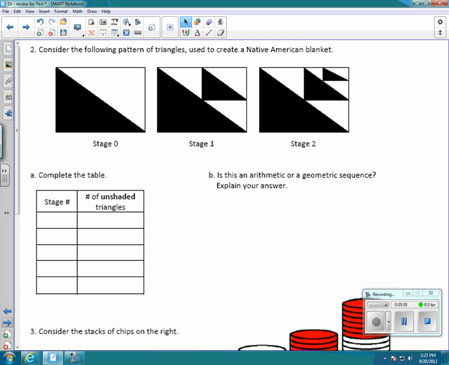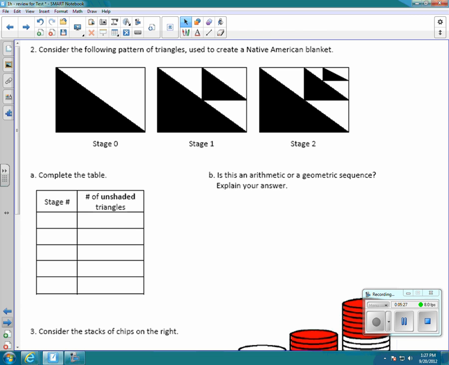Okay, so the next one we have some triangles. And this is kind of like the one that we had shaded. This is a pattern for a Native American basket. So we've got stage 0 here. And so we want the stage number and the number of unshaded triangles. This is like that pattern that we had done in class.